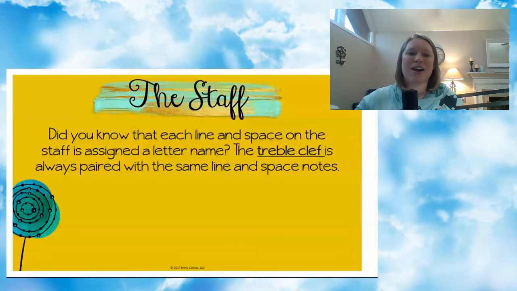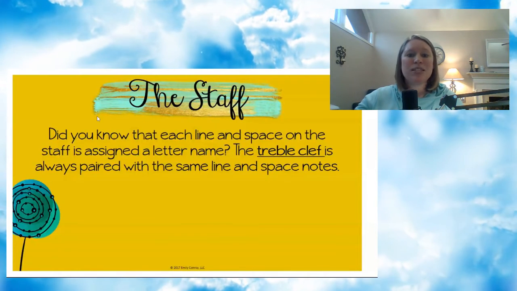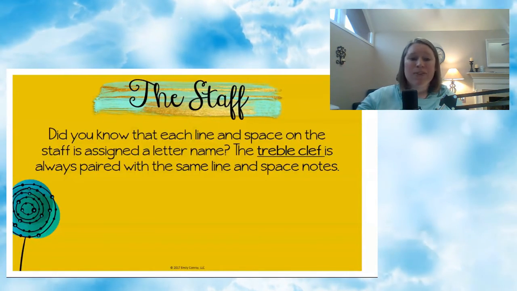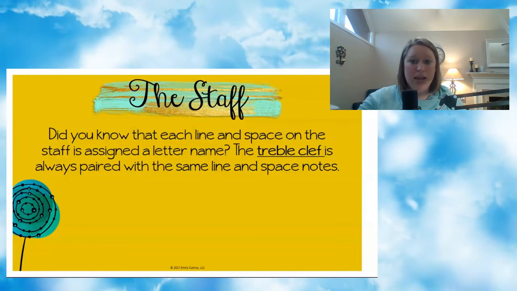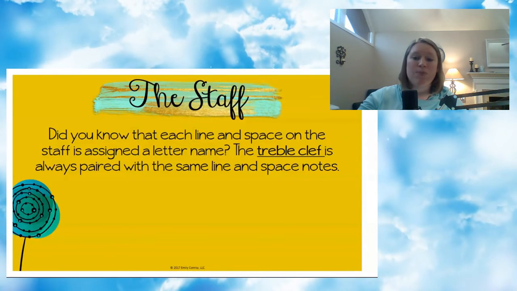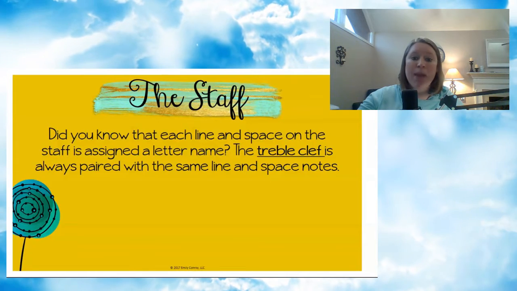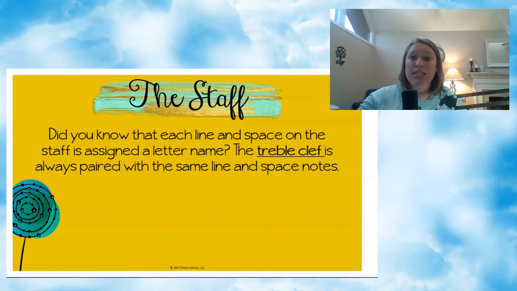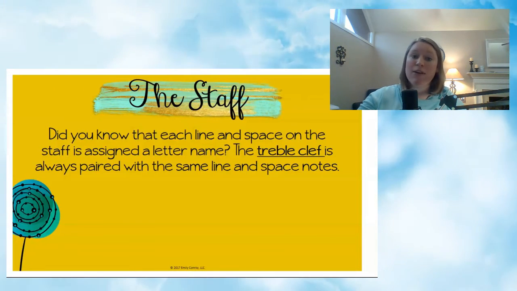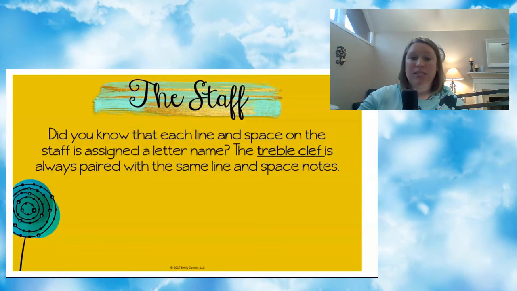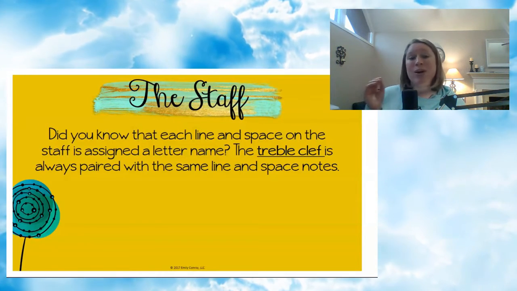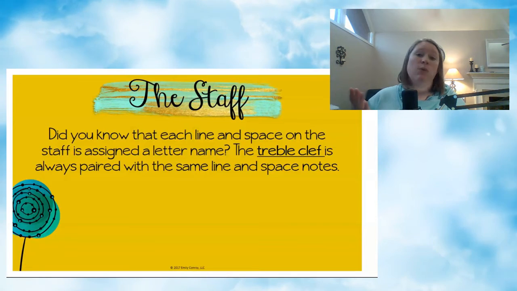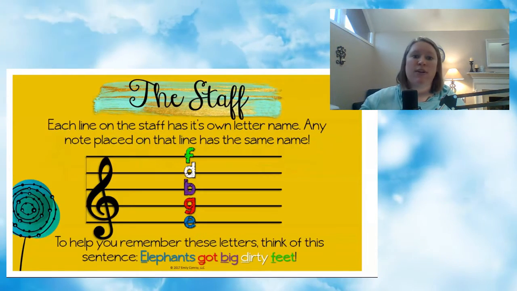Okay, so did you know, this is the new stuff. Did you know that each line and space on the staff is assigned a letter name? So like an alphabet letter. The treble clef is always paired with the same line and space notes. So if there's a treble clef in front of it, the line or the space that has that name will never change. Okay, so the first line is always an E. It will never change.